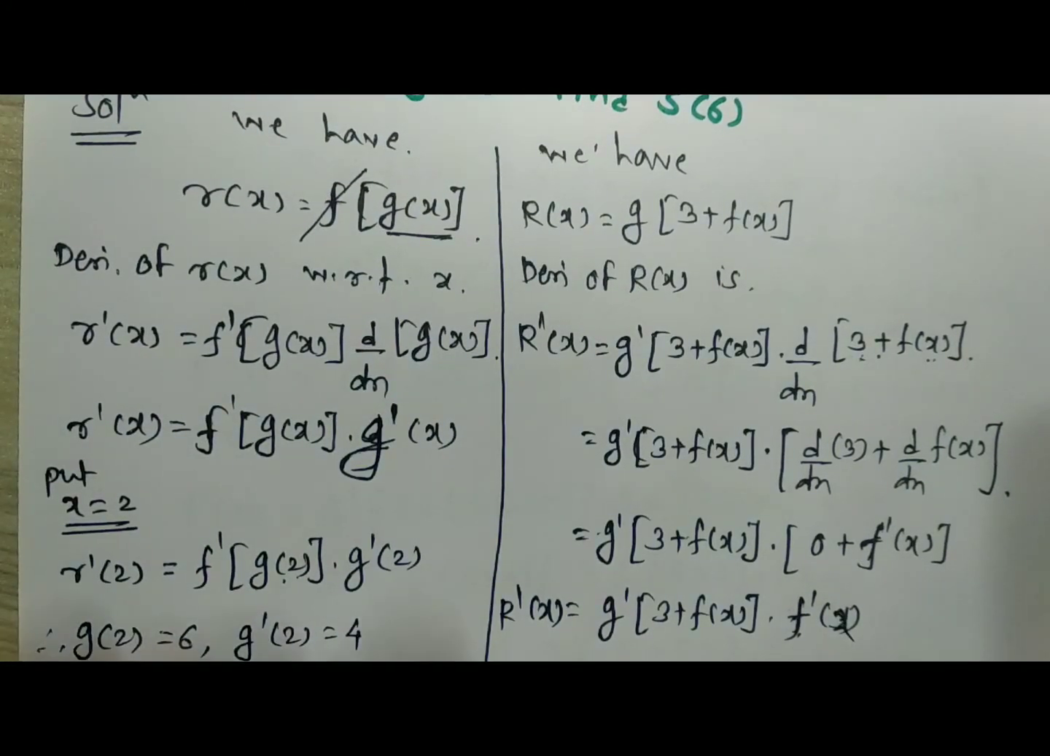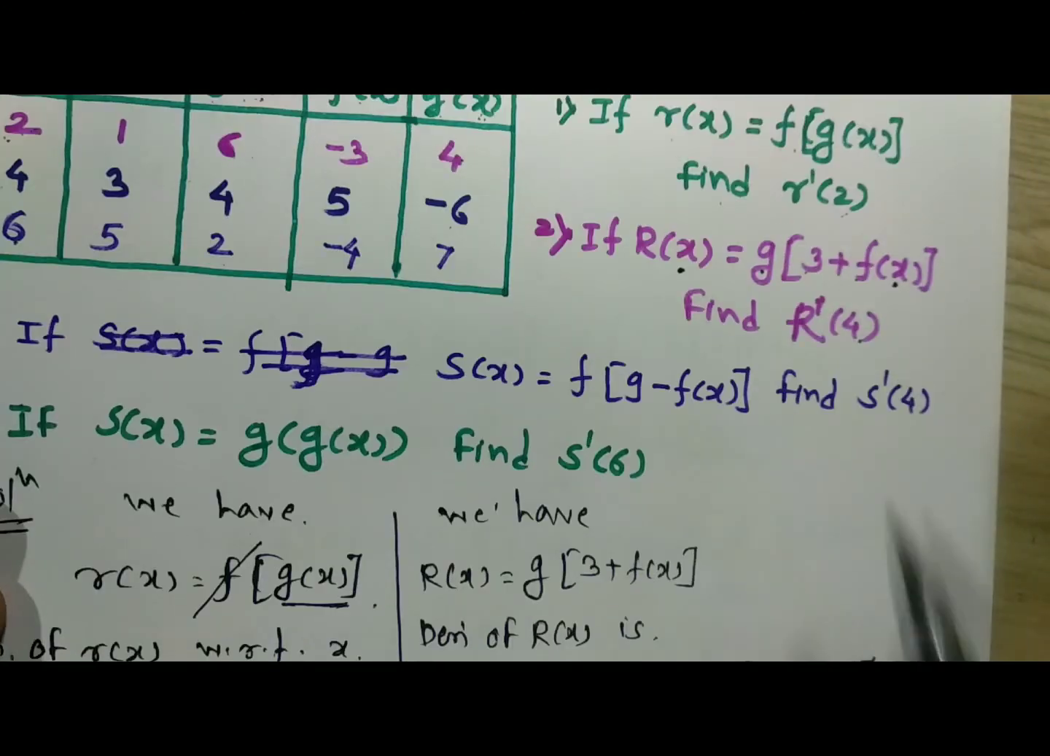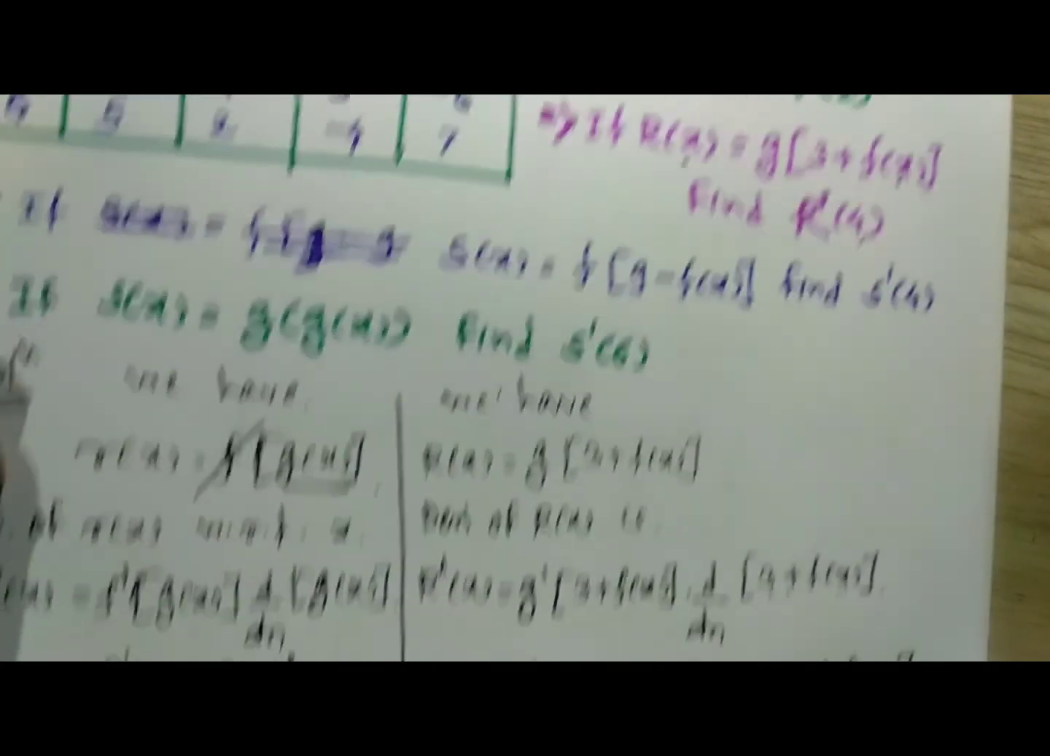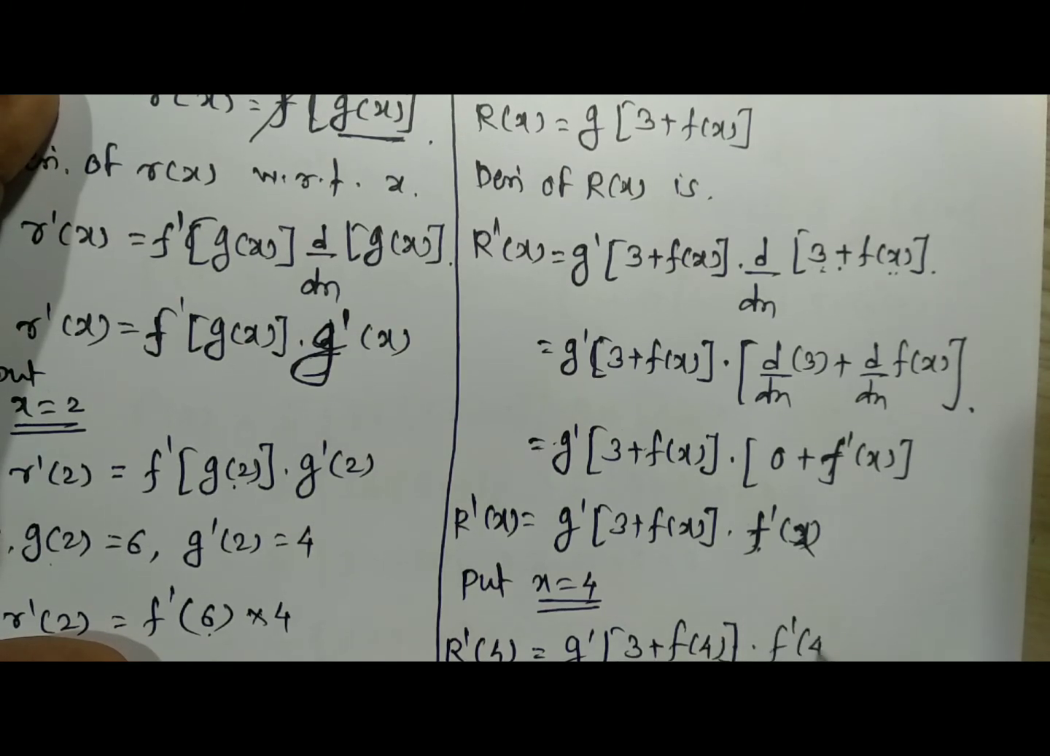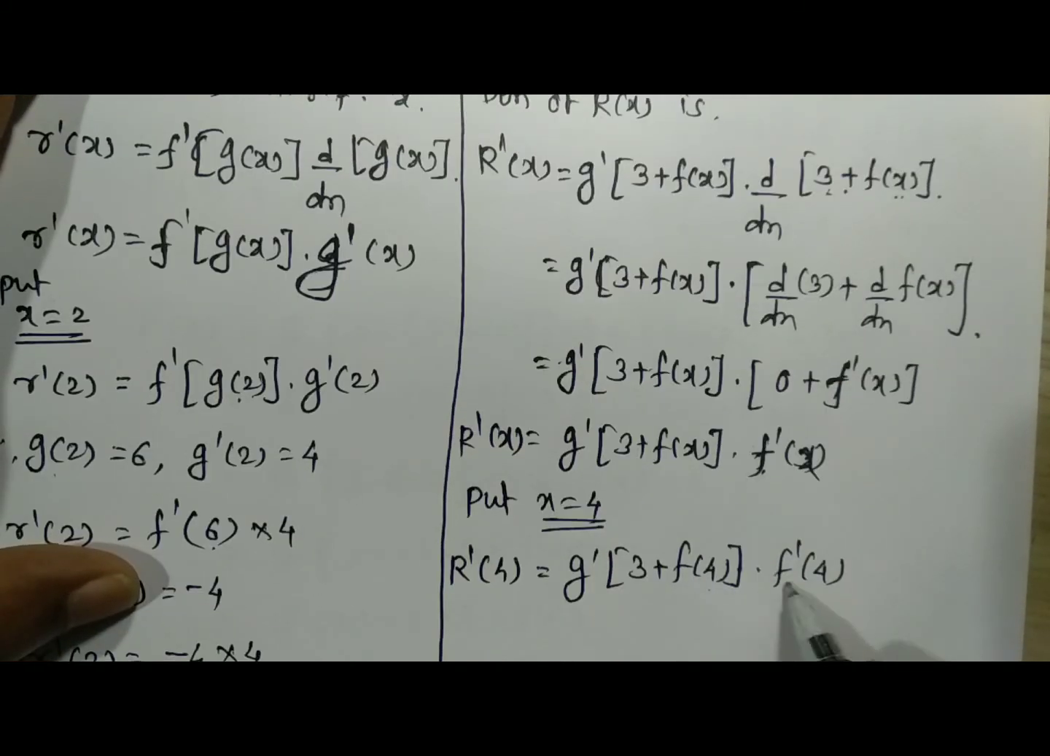Right now we want to find out the value of r dash 4, and therefore we have to put x is equal to 4, and by putting x is equal to 4, r dash 4 is equal to g dash inside the bracket 3 plus f of 4 into f dash 4. Now we want to find out the value of f of 4 and f dash 4. F of 4 and f dash 4 are taken by using a table.